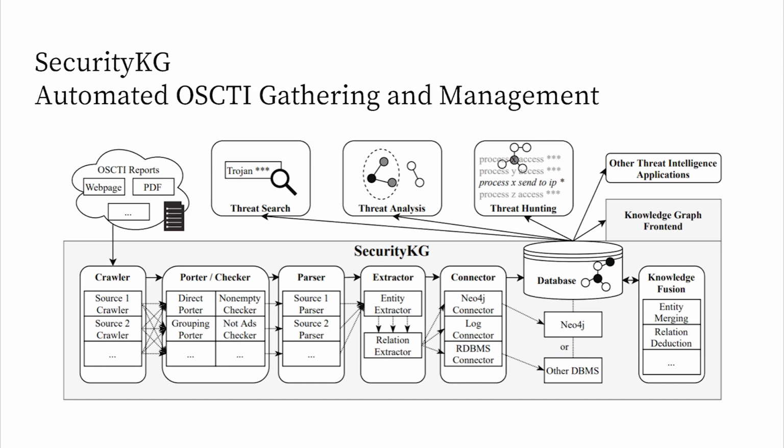In the processing stage, SecurityKG parses the reports, extracts structured knowledge, and constructs a security knowledge graph based on a predefined ontology. In the storage stage, SecurityKG inserts the knowledge into a backend database for storage. Various applications, for example, threat searching, threat analysis, threat hunting, can all be built by accessing the security knowledge graph stored in the database. SecurityKG also provides a front-end UI to facilitate knowledge graph exploration.